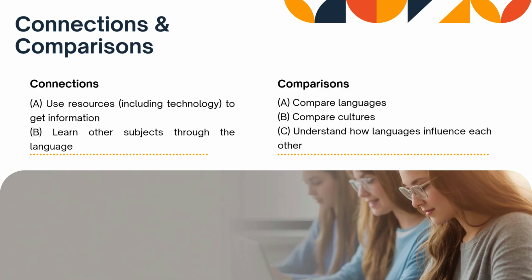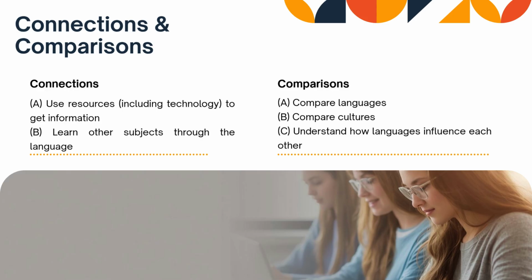Now let's look at comparisons. Comparisons are where you become a linguist. This section is about critical thinking. Strand A. Compare languages. You look at how the language works. Why does Spanish put adjectives after nouns, but English puts them before? Casa blanca versus White House. You also look at how languages influence each other, like how French gave English half of its vocabulary in the Norman conquest.